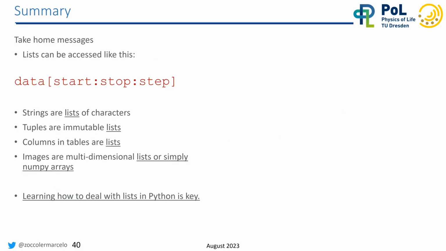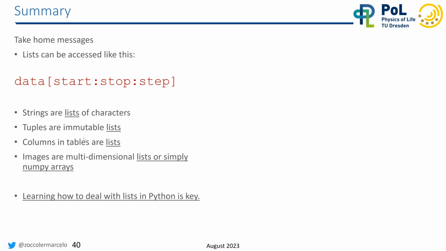So the take-home message here is that lists can be accessed like this. This is very important. This also works for images. And strings are just lists of characters, so you can also understand strings as being a list of individual characters.